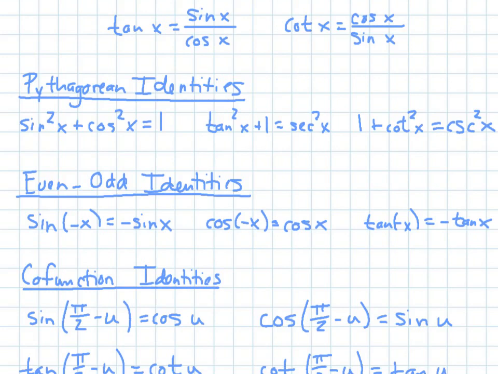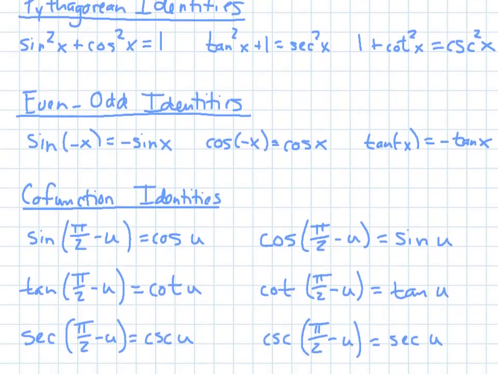Also some ones that we've already talked about are the even-odd identities. If you have a negative angle for sine, that's the same thing as negative sine of x. Cosine is even, so remember that when I take the cosine of a negative angle, it's cosine of x, the same thing as the positive of that angle. And tangent of negative x is the same thing as negative tangent of x. So sine and tangent are odd functions, and cosine is even.